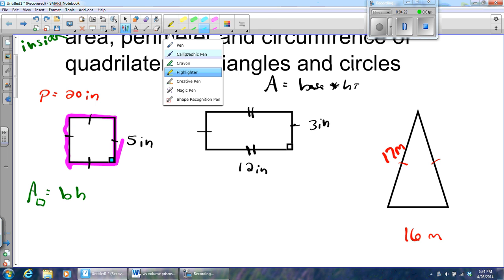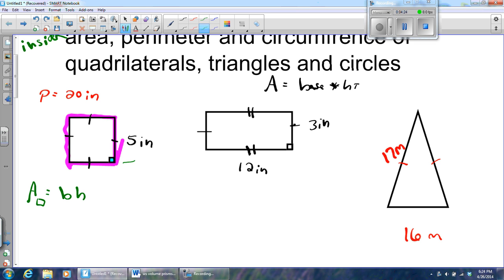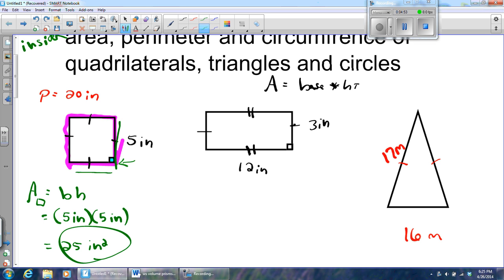Area and base make a right angle. See this right angle I highlighted in blue? I know that the base is 5 inches and the height is also 5 inches. You're saying, well, Mr. Lawrence, it's sitting on that. Yeah, it is, but wait till you see how this works in some other situations, okay? So we're going to have 5 inches times 5 inches, and that's going to equal 5 times 5 is 25, but inches times inches, inches squared. So your area is 25 inches squared.